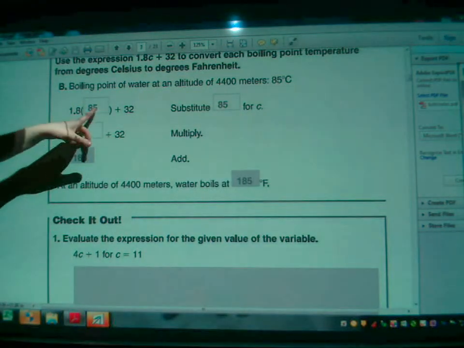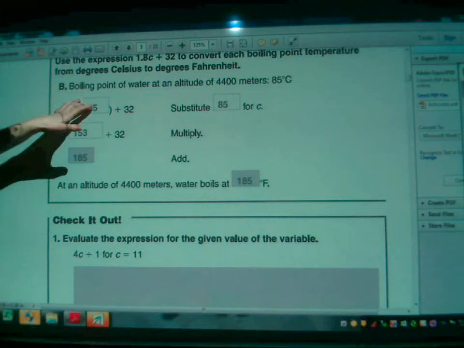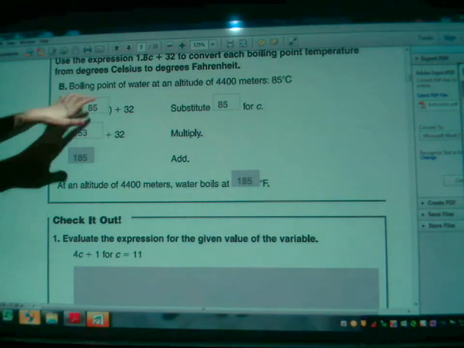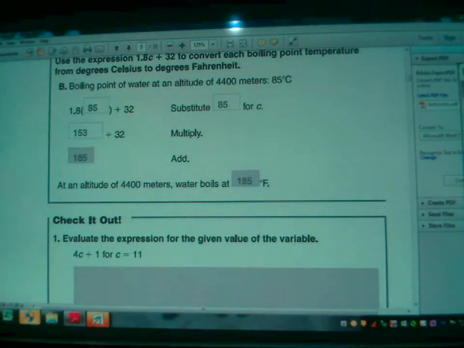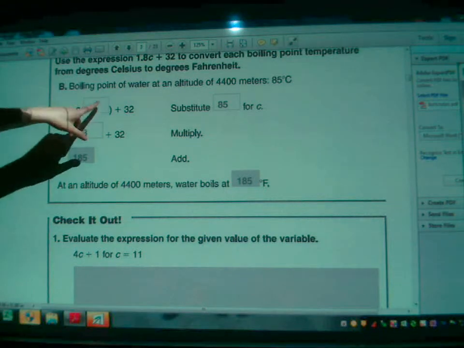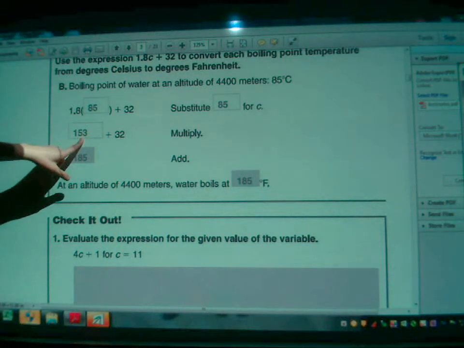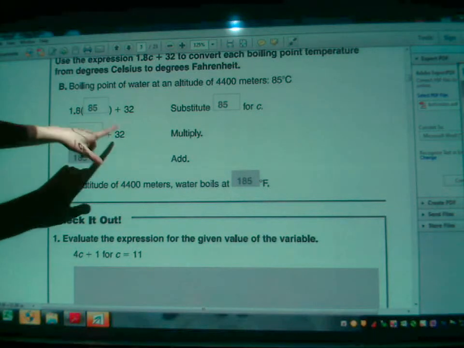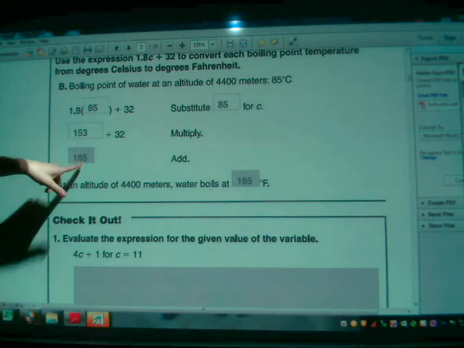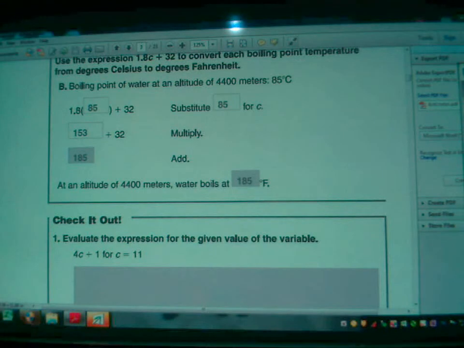So I'm going to do 1.8 times 85. Again, order of operations dictates that I do that first. And then I'm going to add the 32 here. So I've got the 1.8 times the 85, which you can see I've done on the calculator to get 153. And then I've got 153 plus the 32, which just changes into 185. So in context to the question, we know that 85 degrees Celsius is the equivalent of 185 degrees Fahrenheit.